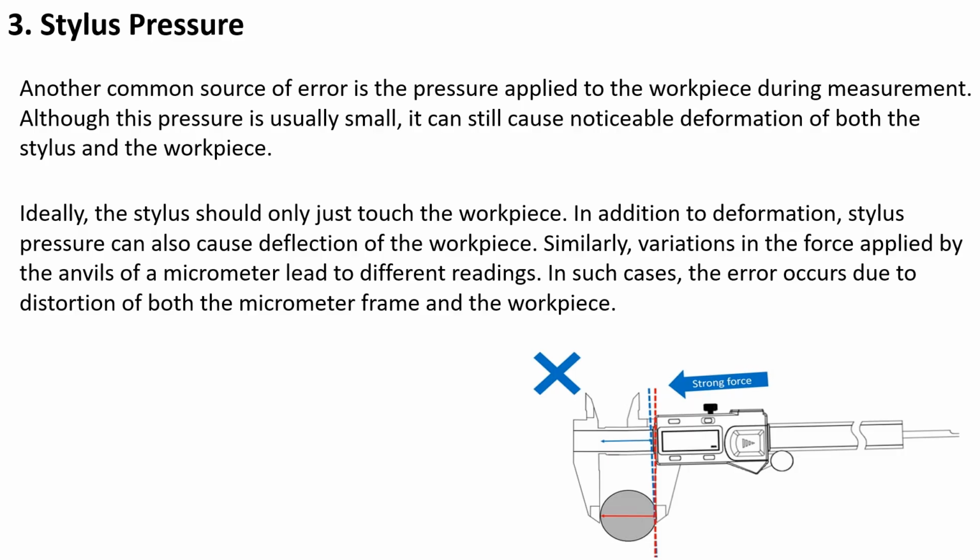In addition to deformation, stylus pressure can also cause deflection of the workpiece. Similarly, variation in the force applied by the anvils of a micrometer leads to different readings. In such cases, the error occurs due to the distortion of both the micrometer frame and the workpiece.